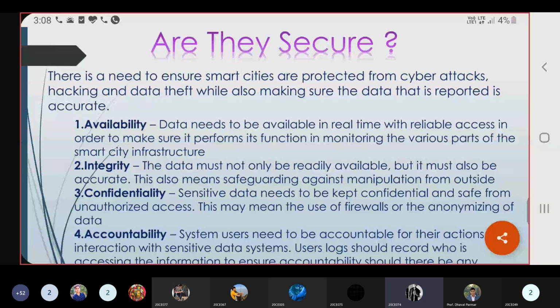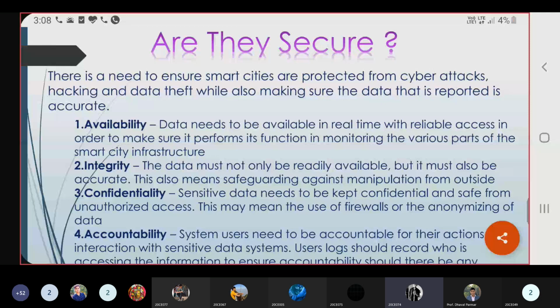Are smart cities secure? There is a need to ensure smart cities are protected from cyber attacks, hacking, and data theft while also making sure the data that is reported is accurate. First is availability. Data needs to be available in real time with reliable access in order to make sure it performs its function in monitoring the various parts of the smart city infrastructure.